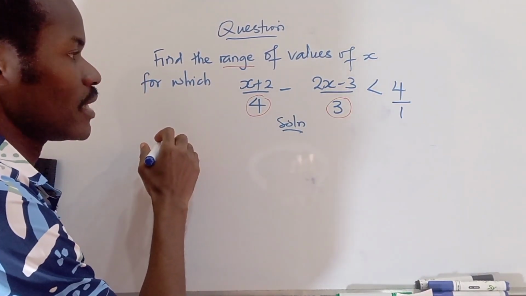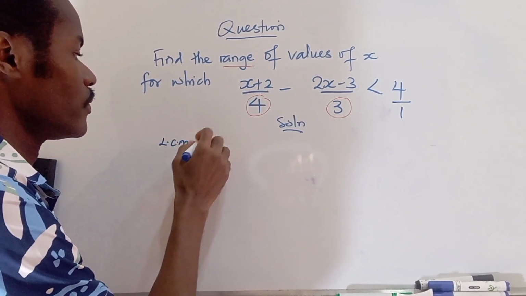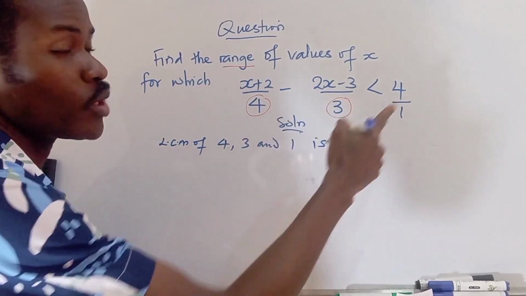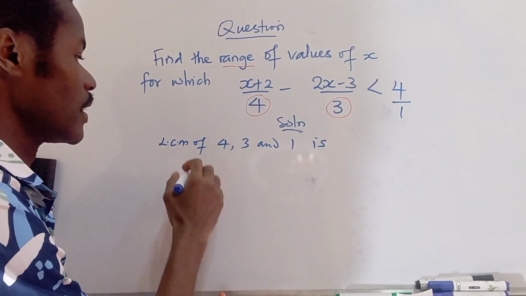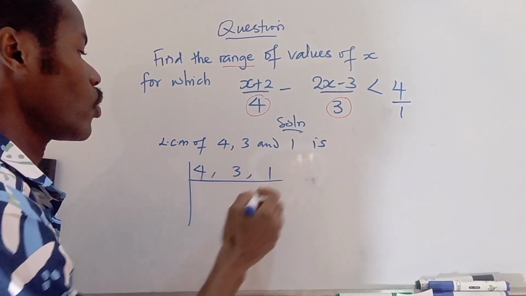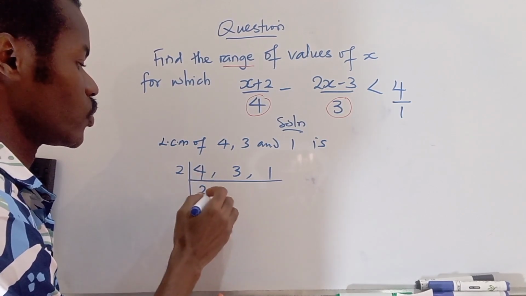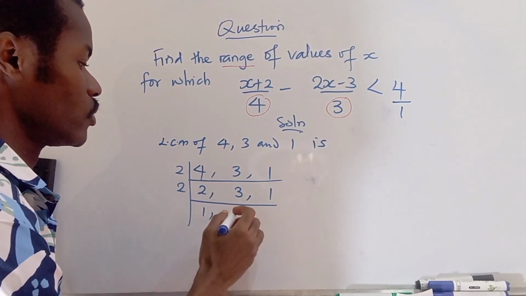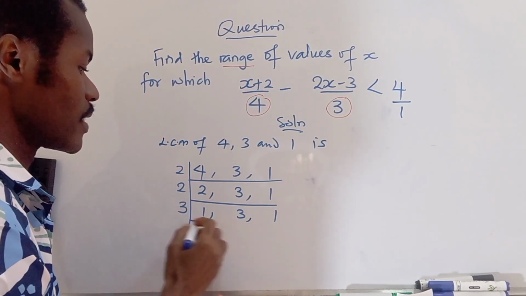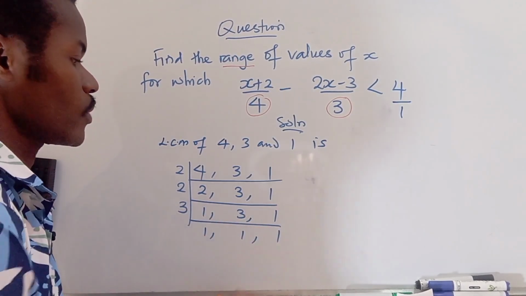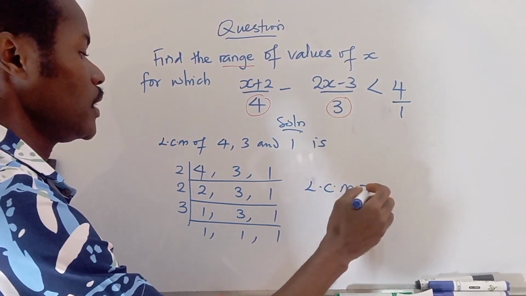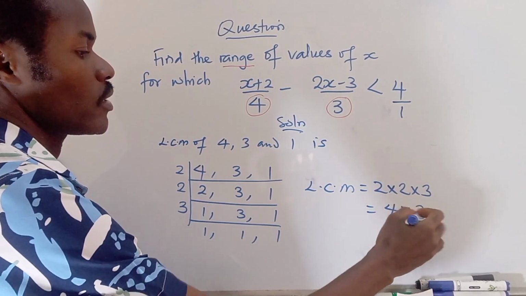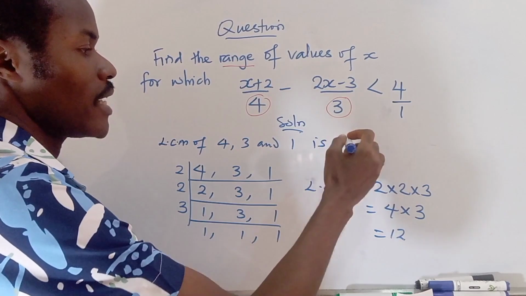So we are going to use the LCM method. The LCM of 4, 3, and 1. I want to multiply through by the LCM, so let's quickly get the LCM of 4, 3, and 1. 2 is going to go into 4 two times, and we'll still have 3 and 1. 2 is going to go into 2, which is 1. We have 3 and 1, and 3 will finally go, we have 1, 1, and 1. So our LCM is going to be 2 times 2 times 3, which is 4 times 3. 4 times 3 is 12. So our LCM is 12.